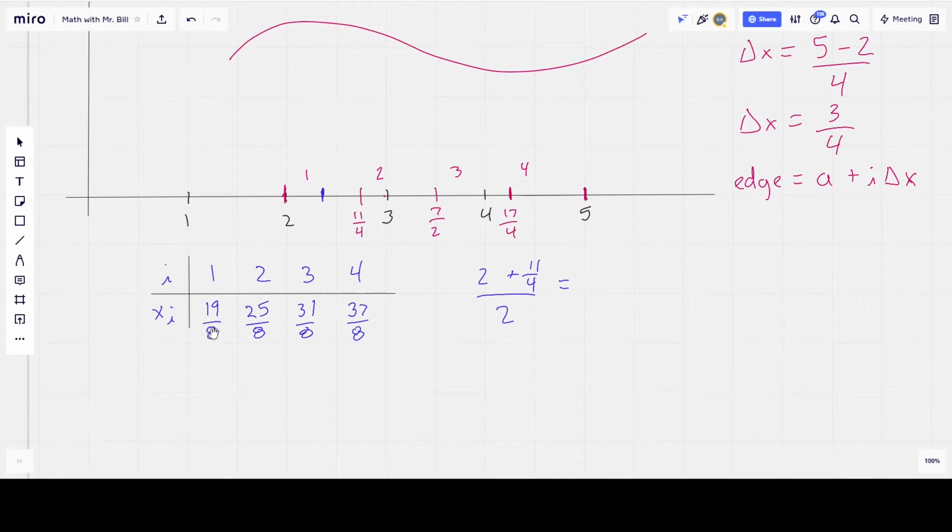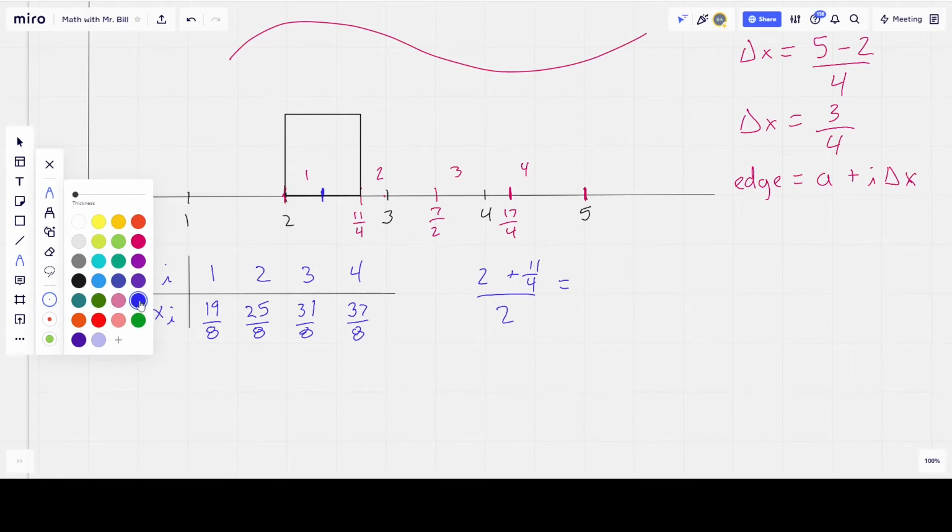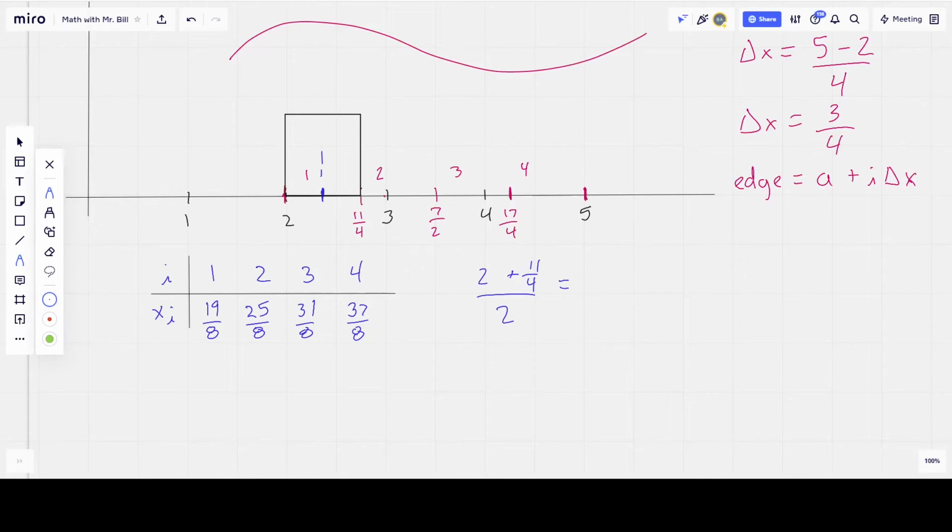midpoints. And those are the values I'm going to plug into my function to find the heights of each rectangle. What that means geometrically is I can make a rectangle that goes between, for the first one, 2 and 11/4. To figure out how high this rectangle is going to go, I have to use a point somewhere in that interval, and the problem asks us to use midpoints. So I'm going to use this midpoint here, and I'm going to go up to where that midpoint tells me to go on the function. That point is going to determine the height of my rectangle. So I'll bring it all the way up to there, like that.